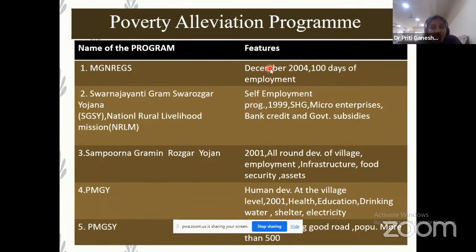Means, here, in the Mahatma Gandhi National Rural Employment Guarantee, they are giving the job. But here they are telling the people that rather than work in some other field, you can start your own business so that you can give job opportunities to other people. So this Swarozgar Yojana is a self-employment program. This started in the year 1999.